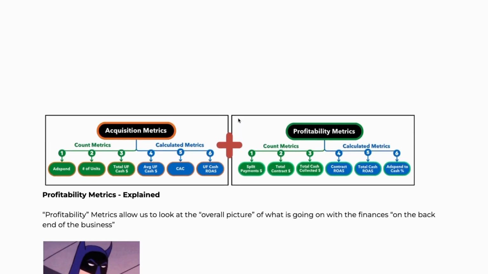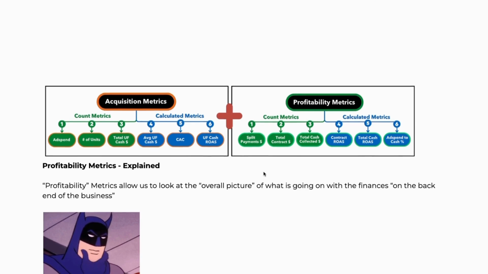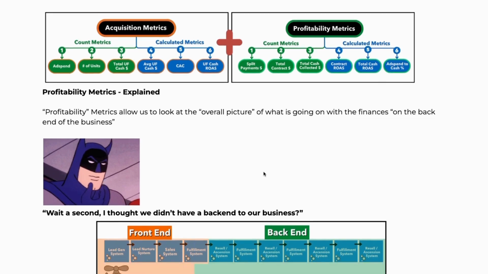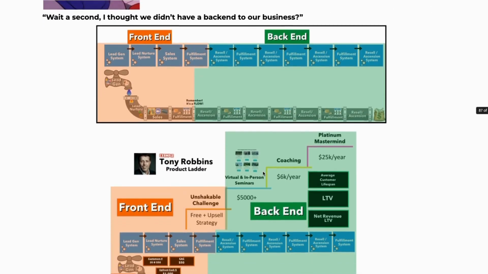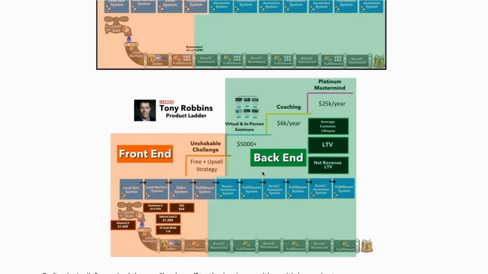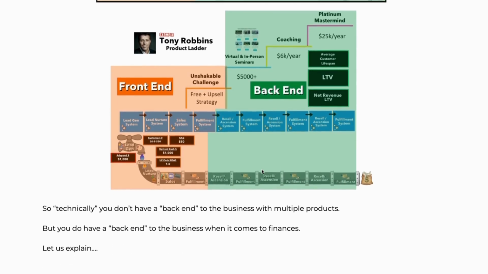Profitability metrics allow us to look at the overall picture of what is going on in the finances of the entire business on the back end of the business. Now, wait a second, coaches. I thought we didn't have a back end to our business, right? Remember we talked about how you don't have multiple products, you have one product. You don't really have a traditional back end with multiple products. So technically, even though you do not have a back end with multiple products because of the rule of one, you do actually have a back end to the business when it comes to finances.